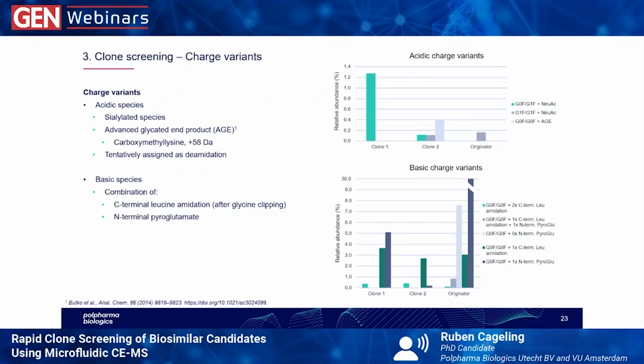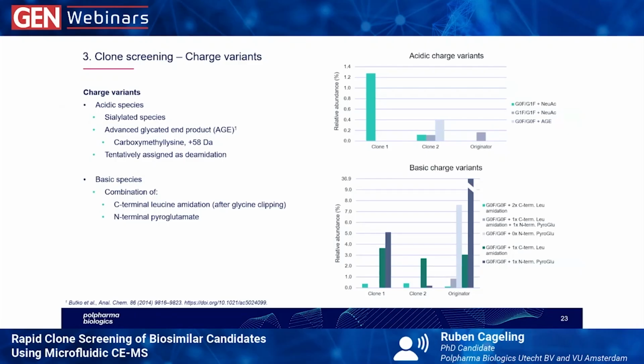So in this case, there were more acidic species. We first found in all samples and the originator also the sialylated species. So this particular glycoform adds or reduces a charge in total, and then migrates as an acidic peak. And you can see that the glycoform G0F, G1F with this NeuAc sialic acid is higher in clone 1, while clone 2 and the originator don't have a lot of these sialylated species.